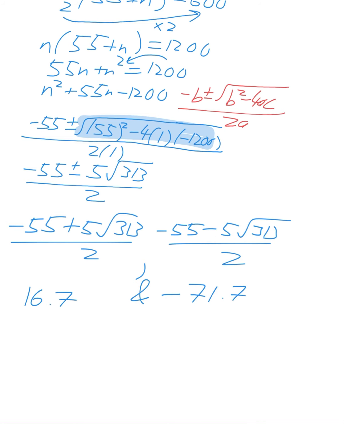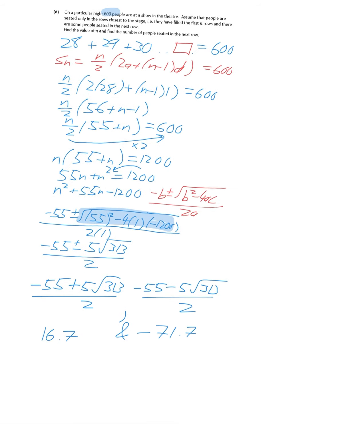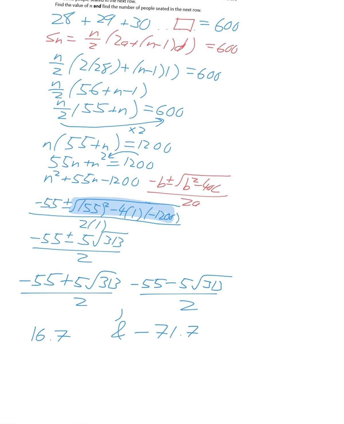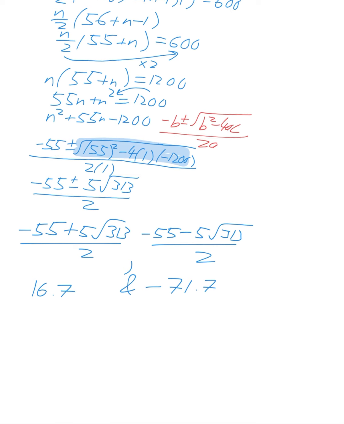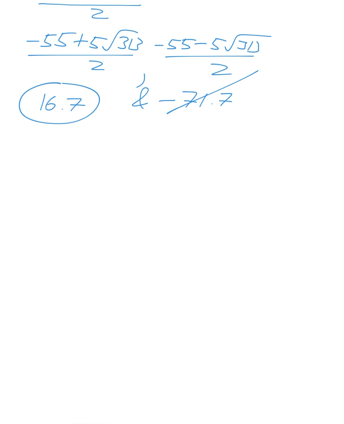Now remember what we're actually looking for. So we're looking for n, and n represents the row. So we can't have a negative row, so we're going to discard this. So it's 16.7 that we're going to use. And I can't have 0.7 of a person. So what we're going to do is put 16 into the sum formula.